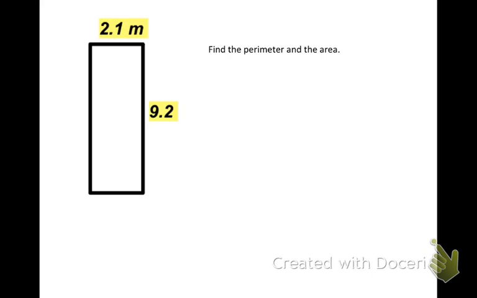Again, remembering that you're using the formulas for perimeter and area and showing the work algebraically. So you're writing it horizontally and using substitution to plug in the length and the width. Pause the video and find the perimeter and area.